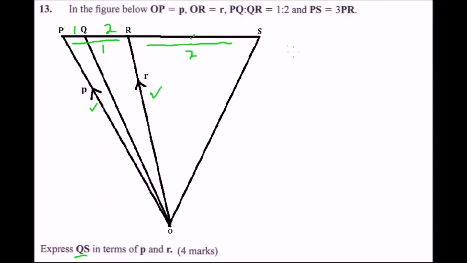Now we start with OQ. We say that OQ is equal to, using the ratio theorem, 2 divided by 1 plus 2 of P, so that will give us 2 over 3 of P, plus 1 divided by 1 plus 2 of R. So that is the ratio theorem. So that will give us one third of R.